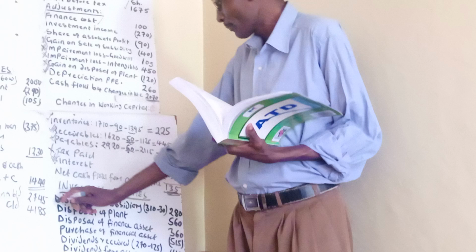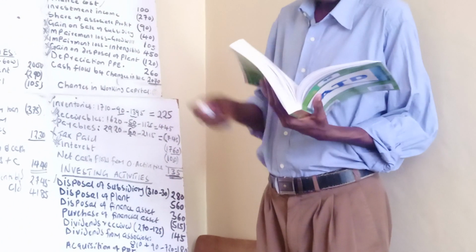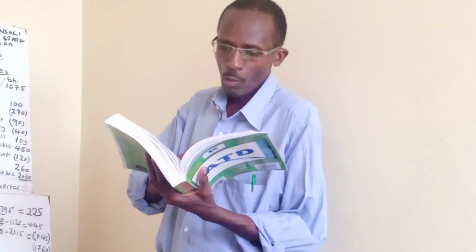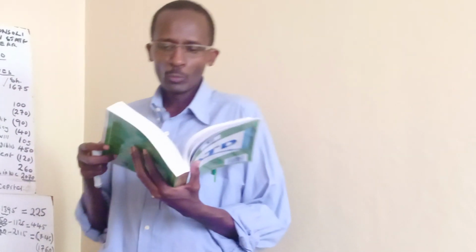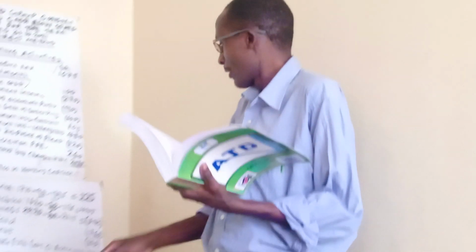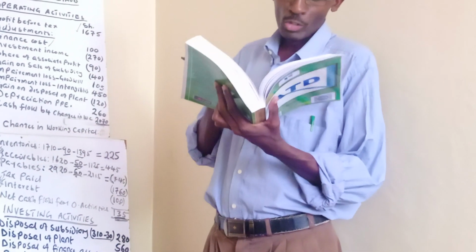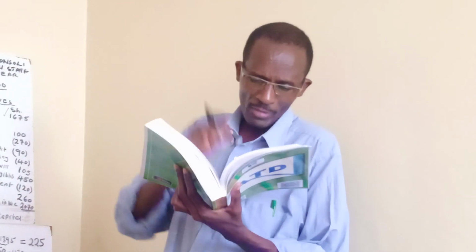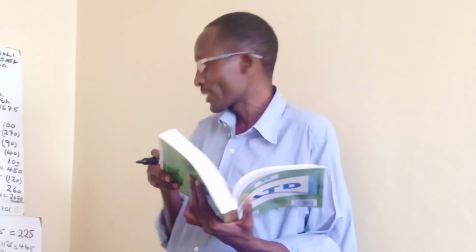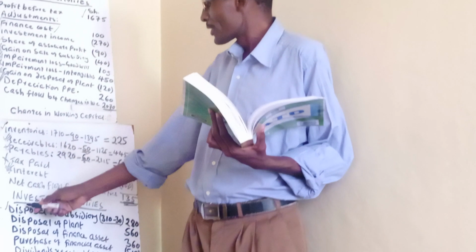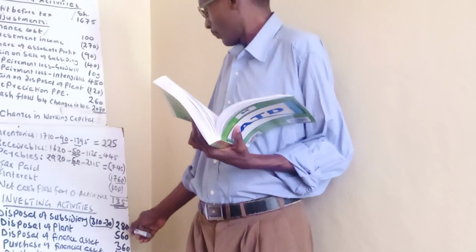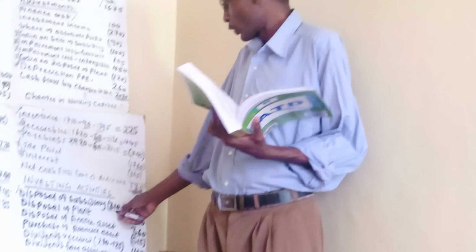Now the first item here is disposal of subsidiary. We are told in additional information number 1, there was a disposal of a subsidiary which had been acquired some time back, and when they disposed of that subsidiary, they received 310 shillings. This figure, here we have said 310 minus 30. Why are we saying minus 30? Because when we disposed of S Limited, if you look at additional information number 1, there is cash and cash equivalents of that amount. So we have to deduct this one. So what we received was 280. So we consider only 280.